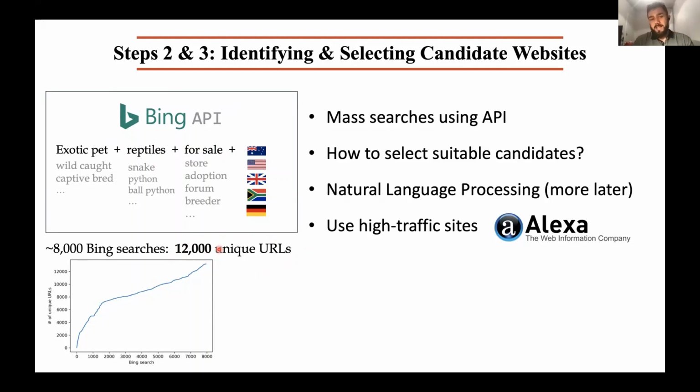The problem then is how to sift through the relevant websites to study without doing it manually. One option is to use natural language processing, which I'll talk about a little bit more later. But another useful technique we use is just to look at the website metadata. So we use this Alexa web ranking to identify the highest trafficked candidates of the websites, and therefore select the sites which have the highest frequency of trade.